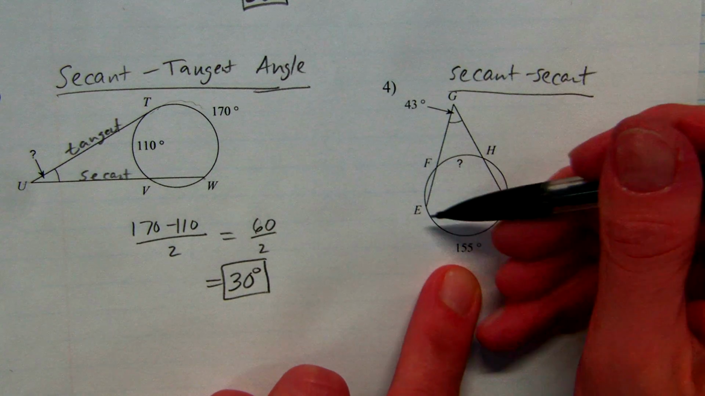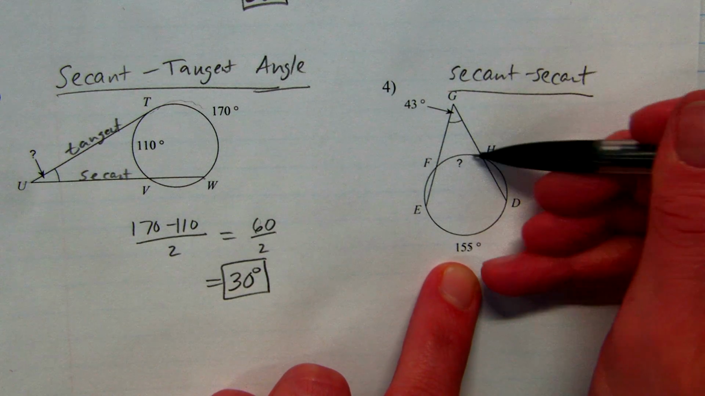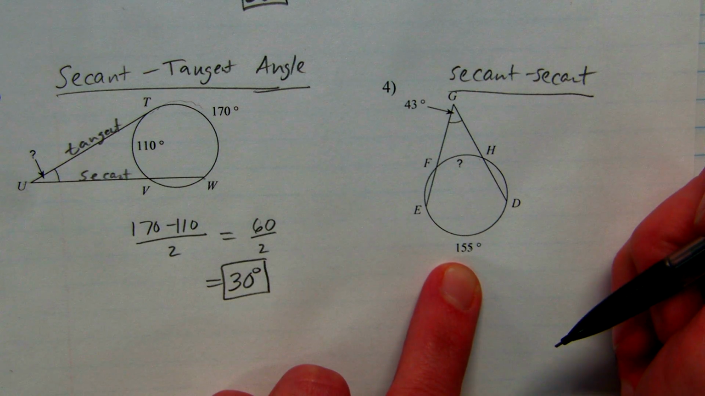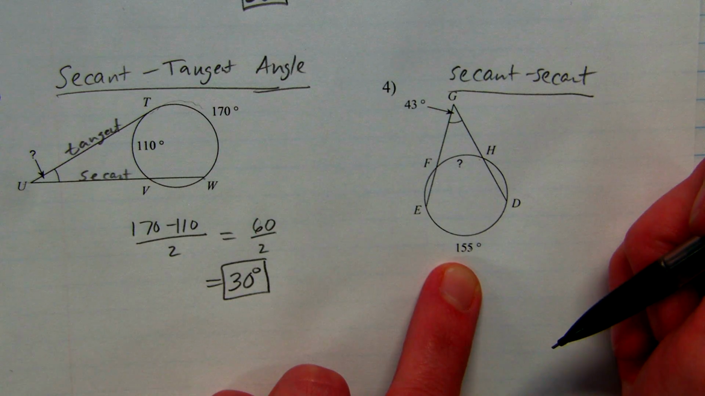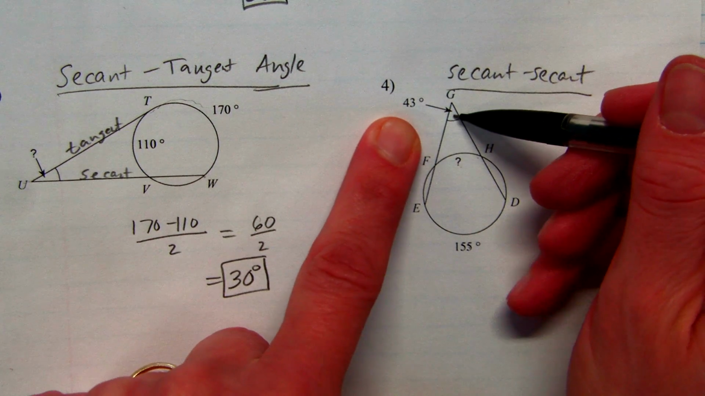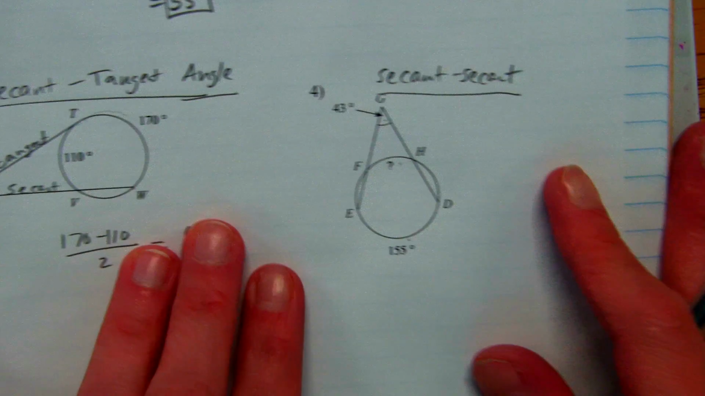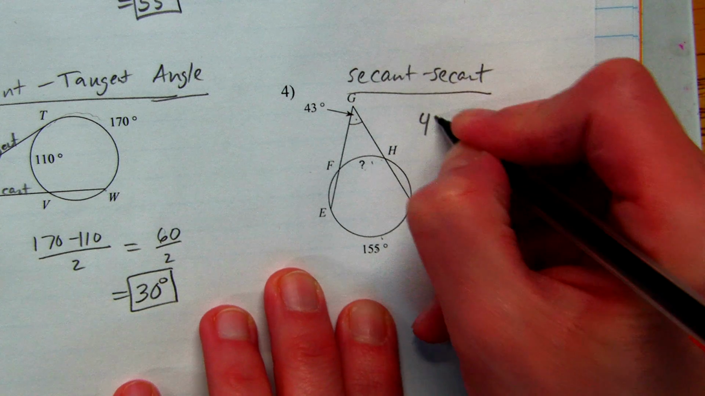Okay, so they're giving me the big arc is 155. What about the question mark? We don't know. So this is, they've actually on this one given us the angle, and they've given us this, and we're going to go backwards. So we're just going to set up an equation. So 43 is the answer.